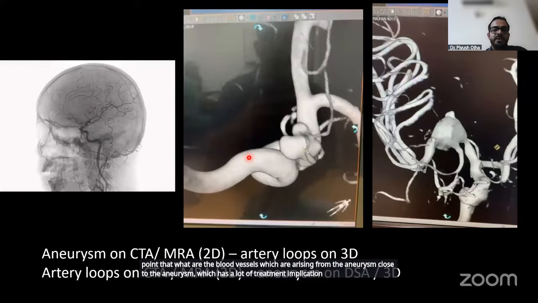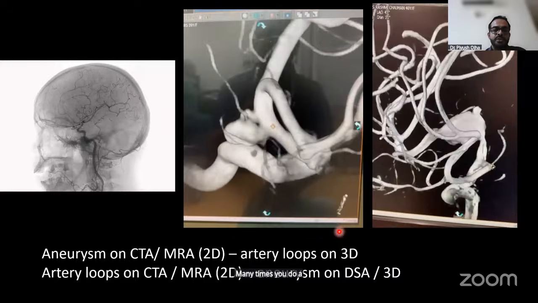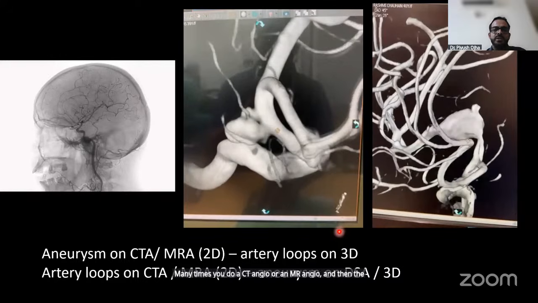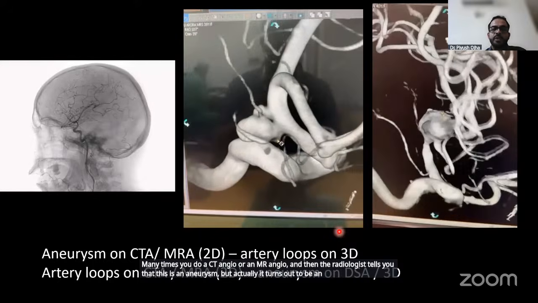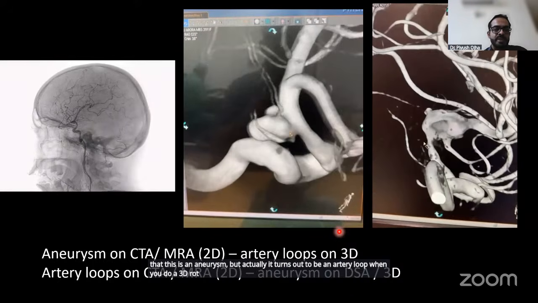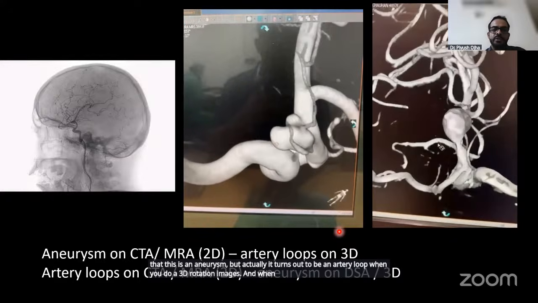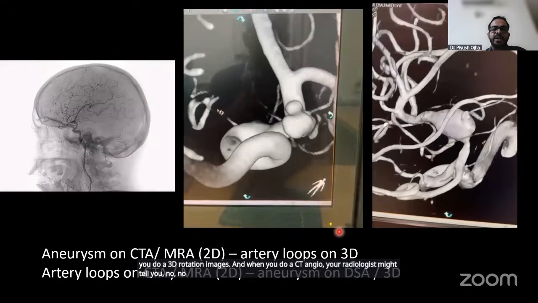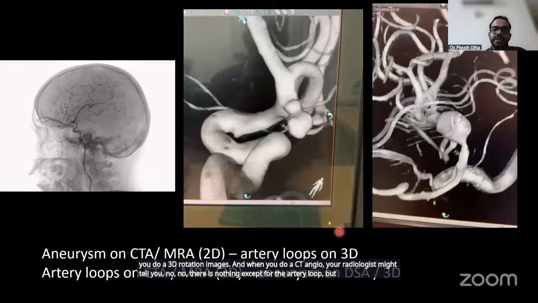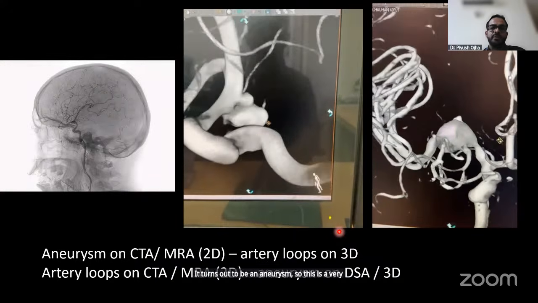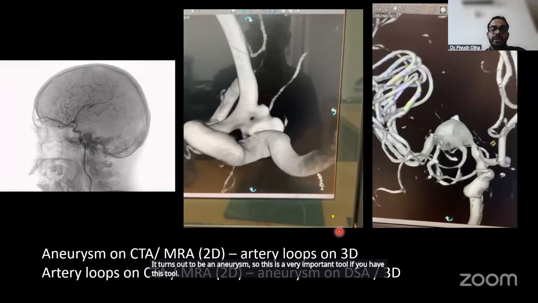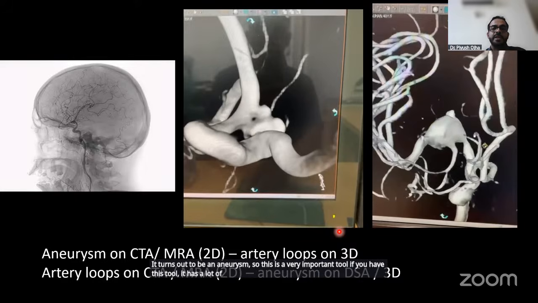Many times you do a CT angio or an MR angio, and the radiologist tells you that this is an aneurysm, but actually it turns out to be an artery loop when you do 3D rotation images. And when you do a CT angio, your radiologist might tell you there is nothing except an artery loop, but when you do a 3D, it turns out to be an aneurysm. So this is a very important tool. If you have this tool, it has a lot of treatment implications in any kind of patient.